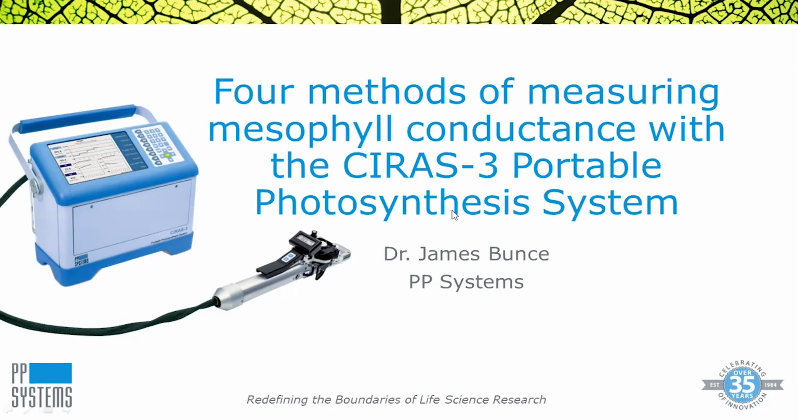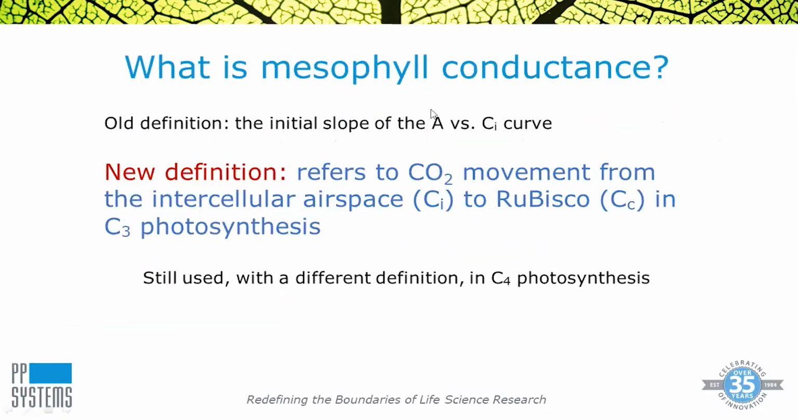Four methods of measuring mesophyll conductance with the CIRAS-3 portable photosynthesis system. So what is mesophyll conductance? This gets a little confusing because the definition has changed over the years, and if you read the literature, you may get different indications of what that really means. The old definition, back in the 1970s and probably through part of the 80s, was that mesophyll conductance was just synonymous with the initial slope of the A versus CI curve. So that was the old definition.